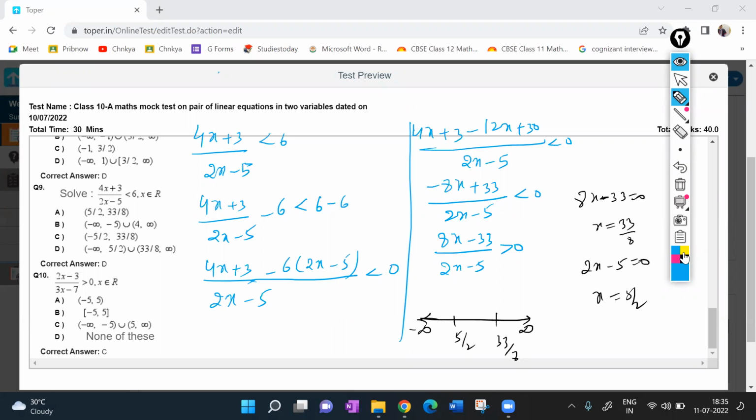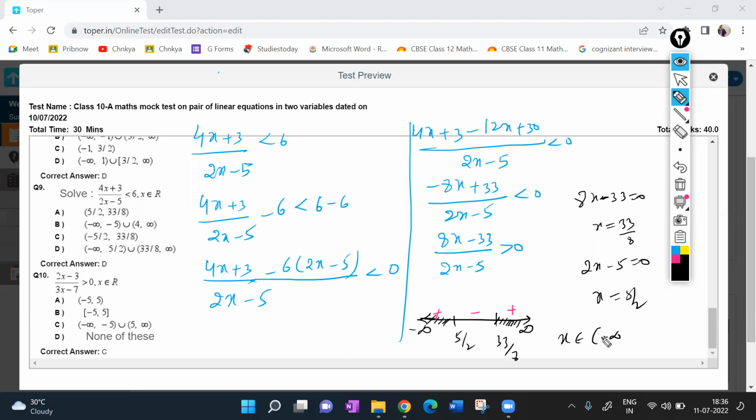Okay, guys. So I asked you to take alternate signs, plus, minus, plus. Why? Because power is even, power is odd, coefficient of x is positive. So I need greater than 0. Greater than 0 is nothing but what? I need positive region only. So x belongs to what now?